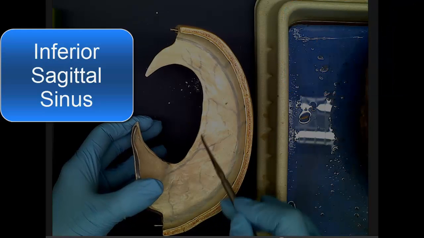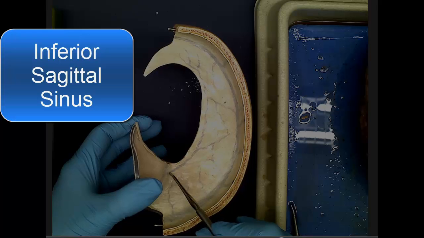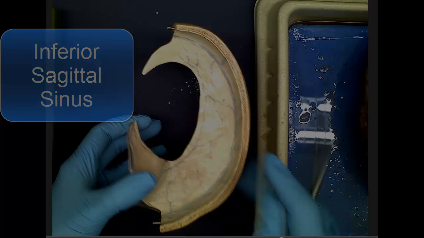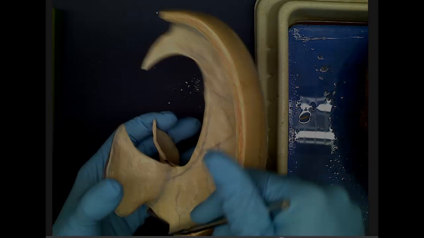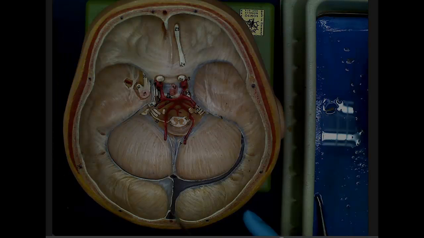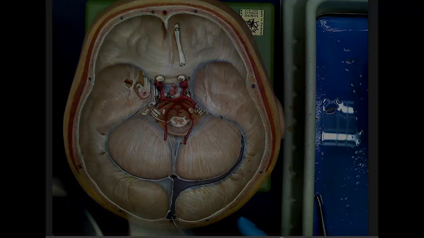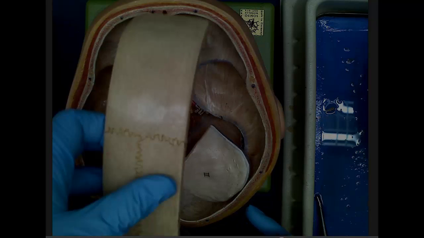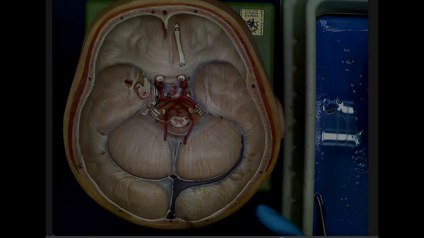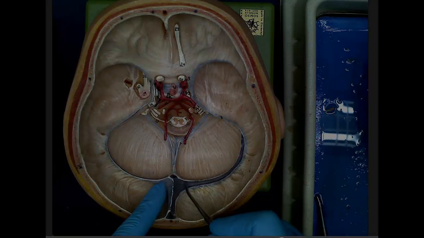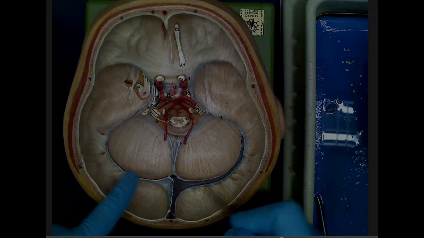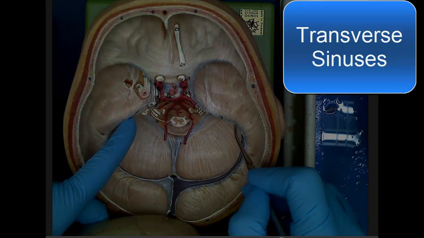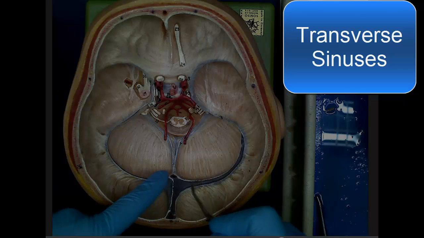This is the inferior sagittal sinus. The superior sagittal sinus is going to come all the way around, continues here. Yes? And then from here, it is going to split. And that blood and cerebrospinal fluid together will then go through the transverse sinuses.